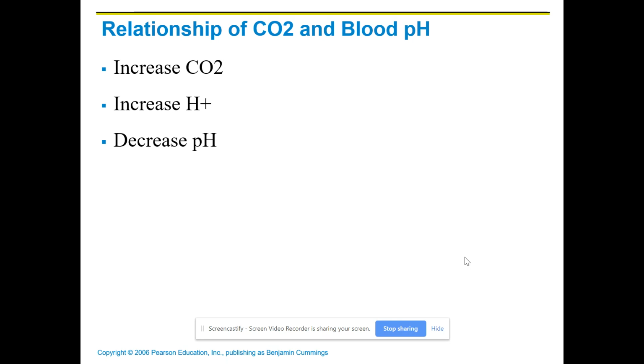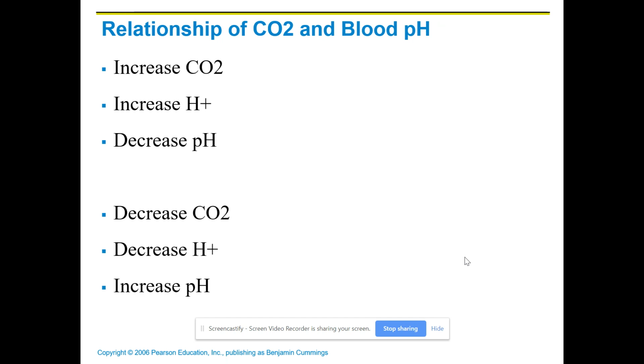The opposite is also true. If I decrease carbon dioxide, less of it will combine with water. Less carbonic acid will be produced, and fewer hydrogen ions will be produced. Fewer hydrogen ions means an increase in pH. So this relationship is extremely important if you're going to stay in healthcare. It's something that you should probably just memorize. You shouldn't have to think about it. It's just something you should know. You'll use it again and again and again in all aspects of medicine.